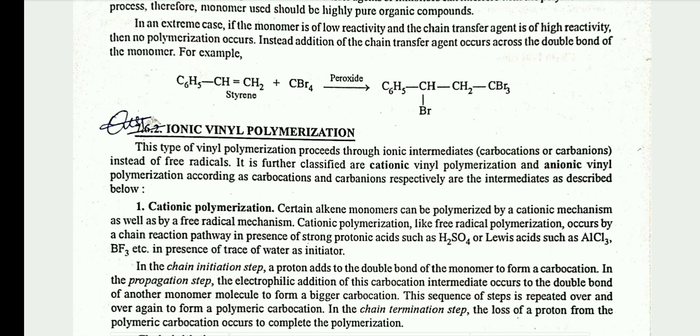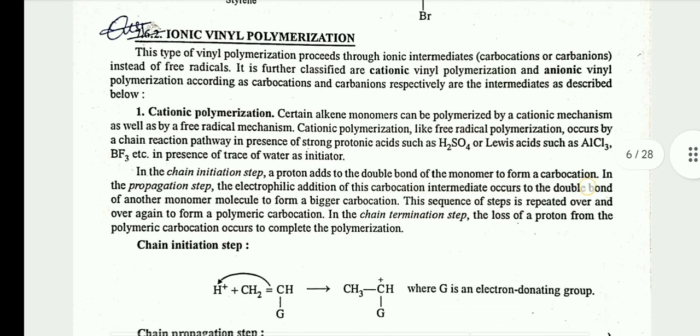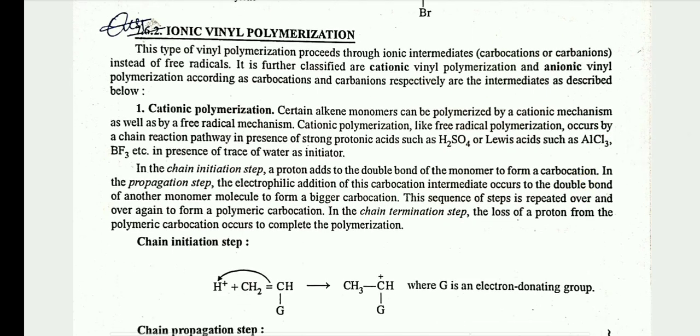It is further classified as cationic vinyl polymerization and anionic vinyl polymerization, according as carbocations and carbanions respectively are the intermediates, as described below. Cationic polymerization. Certain alkene monomers can be polymerized by a cationic mechanism as well as by a free radical mechanism. Cationic polymerization, like free radical polymerization, occurs by a chain reaction pathway in the presence of a strong protonic acid such as H2SO4 or a Lewis acid such as AlCl3, BF3 in the presence of a trace of water as initiator.